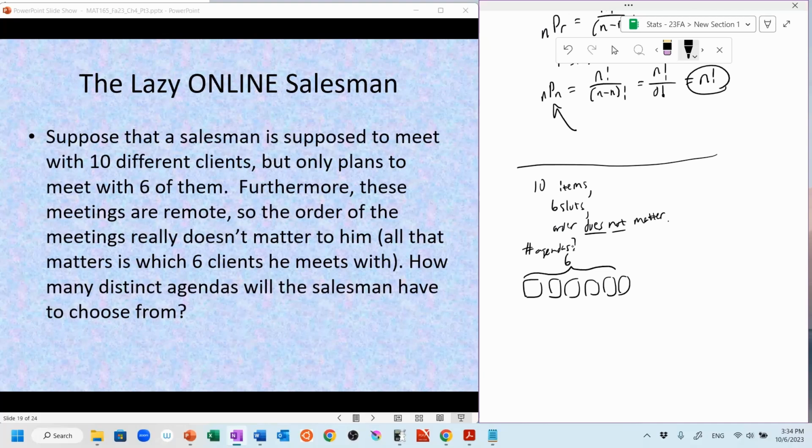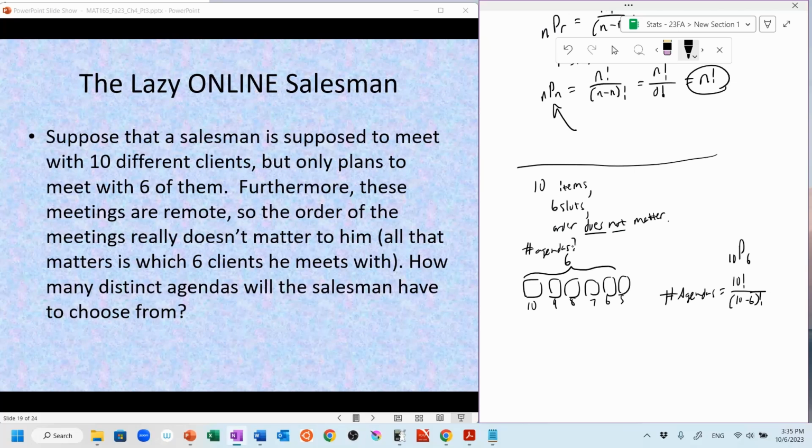Right, I have my 6 slots. Well, if order did matter, my number of agendas would just be 10P6, right? It would just be 10 factorial over 10 minus 6 factorial.